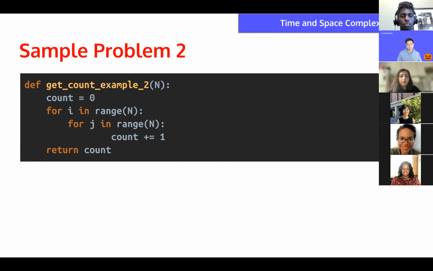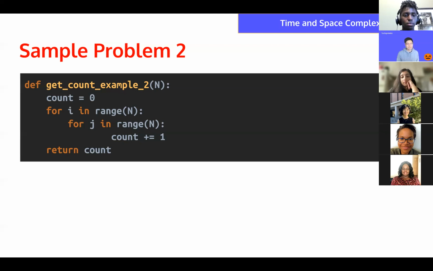And now moving into the second sample problem, I'd like to ask this question to everyone again. What will be the runtime of this? Anyone? Maybe I can ask on IO. O of n squared. Oh, okay, Oriana, you got it. It's O of n squared. All right, and do you want to explain to us why it's O of n squared?